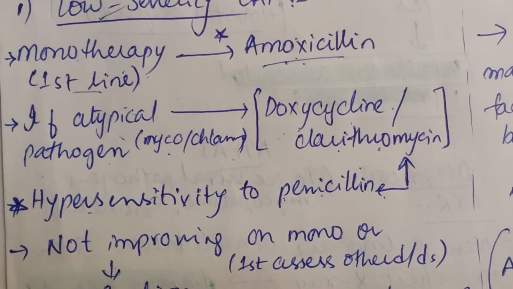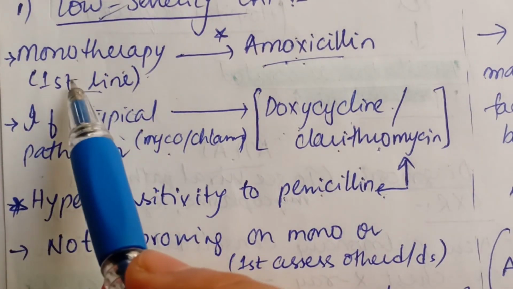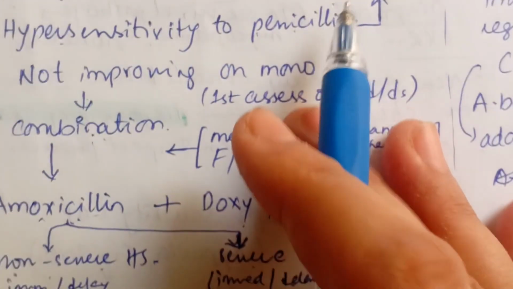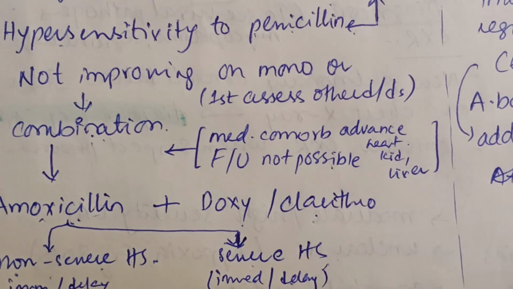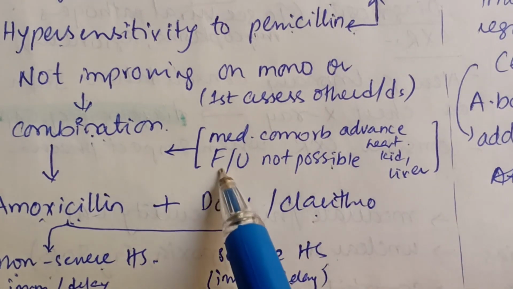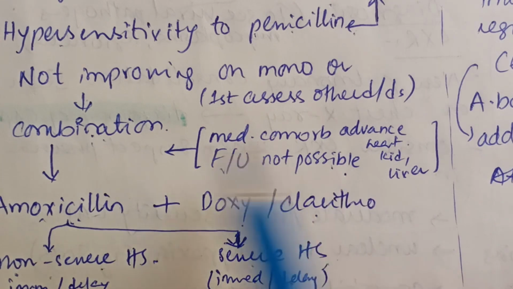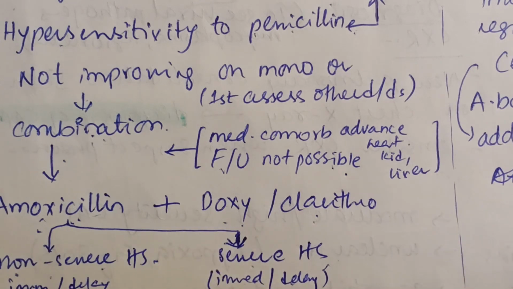So let me summarize the treatment for low severity community acquired pneumonia. First line is monotherapy, that is amoxicillin. But if the monotherapy is not working on the patient, or the patient has any comorbs that are advanced heart disease, kidney disease, or liver disease, and you suspect that follow-up is not possible, hospital is far away, or the patient is traveling, or for any other reason, the follow-up is not possible, we are going to be giving the combination therapy, that is of amoxicillin and doxy and clarithromycin.